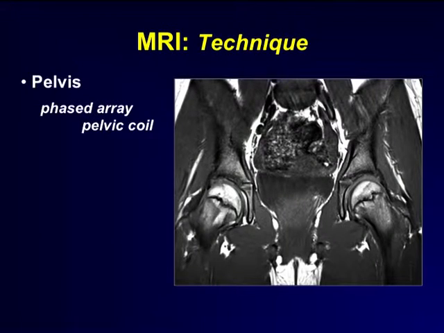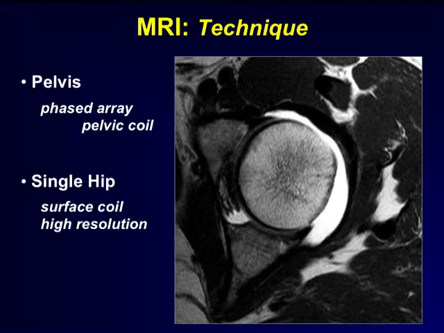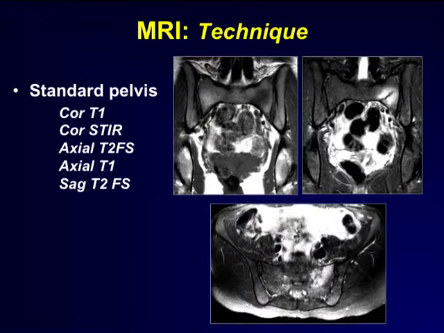Now, in terms of technique, again, remember we want to use a phased array pelvic coil if possible. And then we want to move down to a phased array surface coil if we're going to be doing arthrography or some high-res 3T kind of work. Our standard pelvis, we do coronal T1 and STIR, and then axial of these and a sagittal.